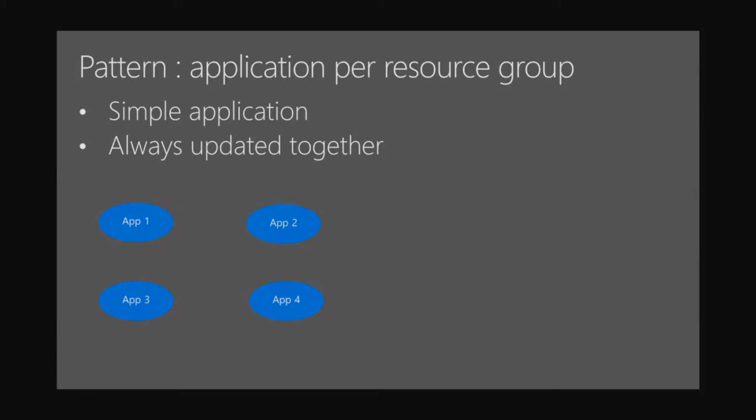Now let's talk about two patterns we usually see customers doing about how they group their resources. So the first one is per application per resource group. Those are usually for simple applications. You maybe have a website, have a database. They're always updated and managed by the same set of people and updated together. So from the diagram you see below, there are 4 boxes. Each one stands for a resource group, and you are placing application 1 to application 4 in different resource groups. So this is the simple pattern.